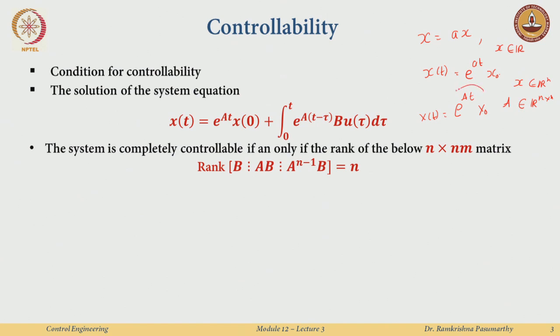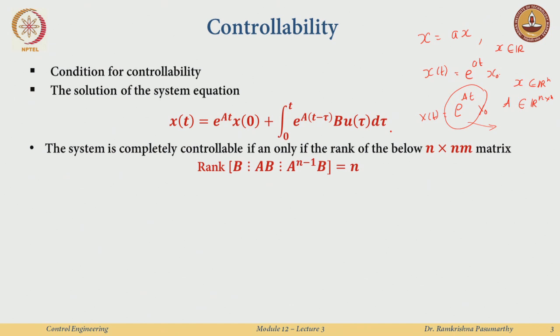How to compute this is not really important, but this is also called the state transition matrix. Given a certain x naught, how will the system, which is defined by A, take this initial condition over time to some other x of t? Just the evolution of an initial condition. If I have the input, I will have something like this.